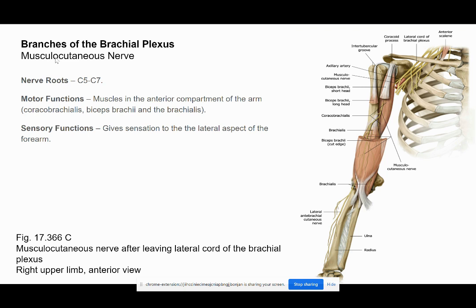Next, we're looking at the musculocutaneous nerve. The musculocutaneous nerve stems from C5 to C7, and it innervates three muscles of the anterior compartment of the arm: the coracobrachialis, biceps brachii, and brachialis. As well, it supplies cutaneous innervation of the lateral forearm. It branches from the lateral cord. Musculo meaning muscles and cutaneous meaning skin.